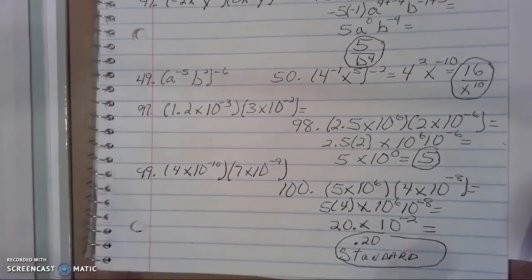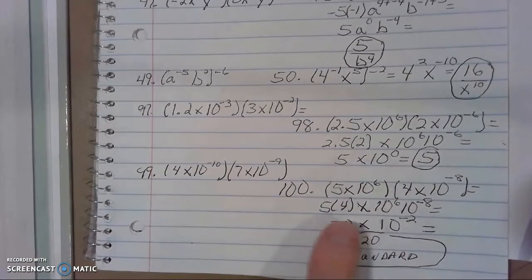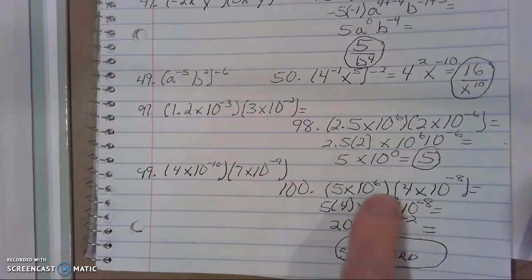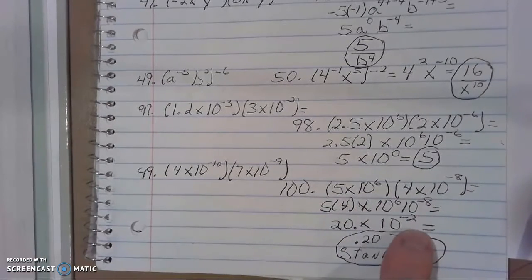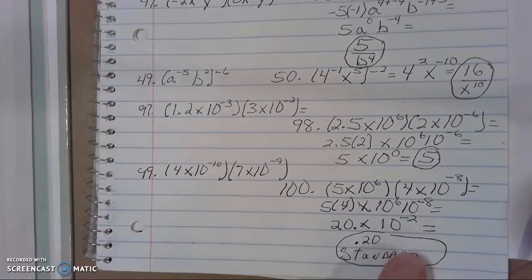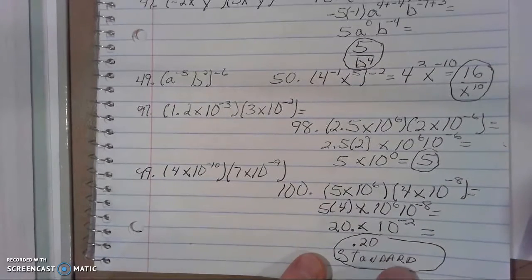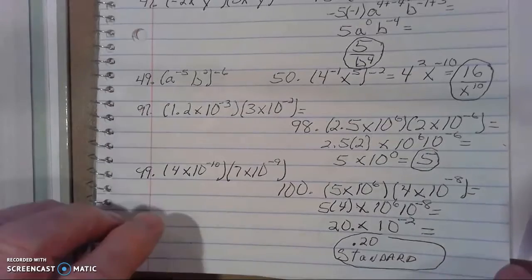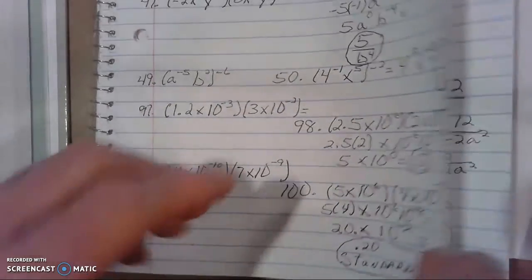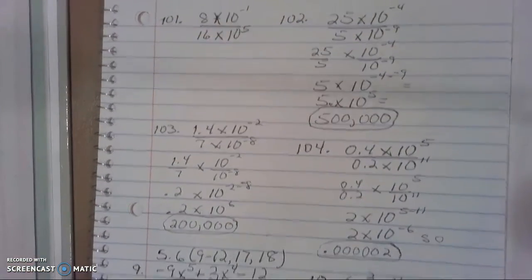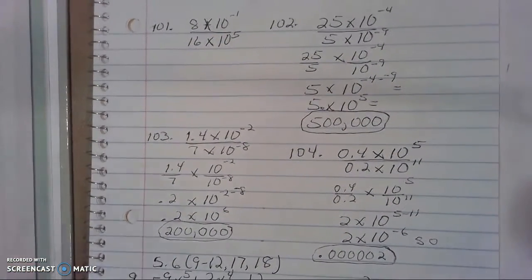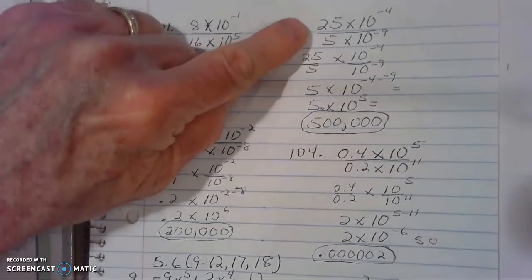Number 100, I take 5 times 4, 20. The tens times each other by adding the exponents, 10 to the negative second. Then I change the 20 back to a standard number by moving the decimal 2 places to the left. Then 101 through 104 is division of scientific notation.